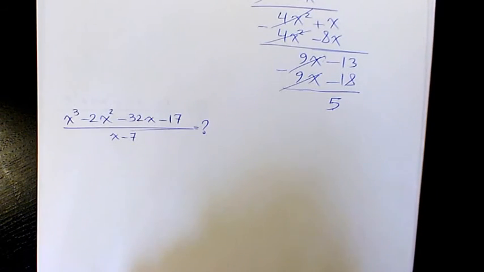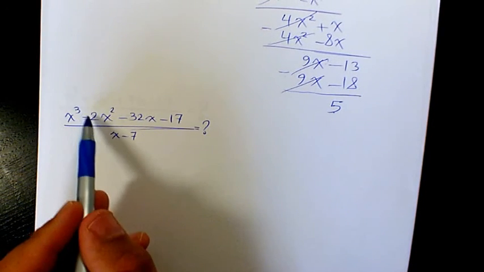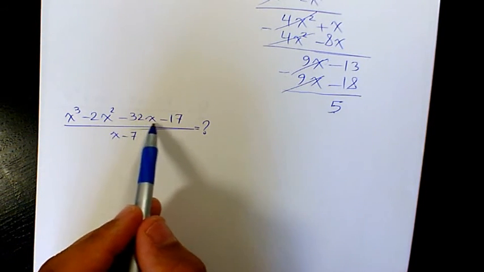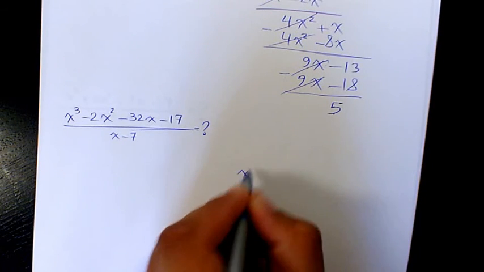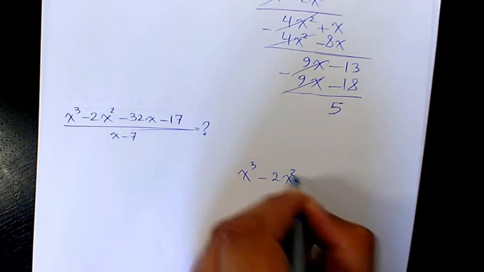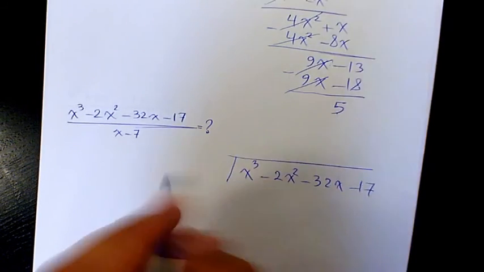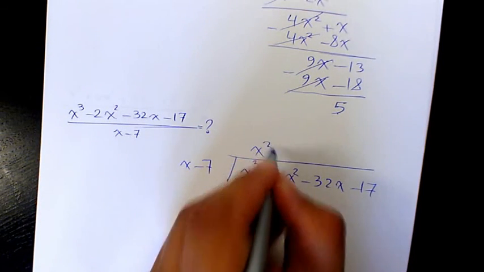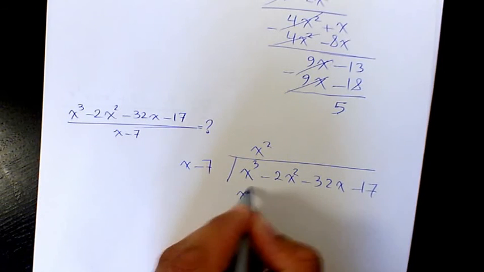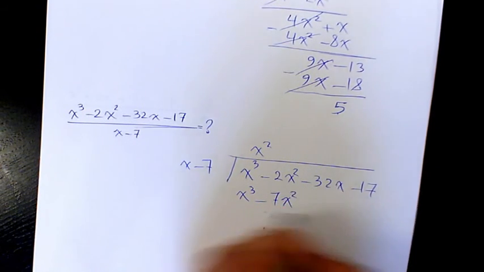Next example. Next example is x cubed minus 2x squared minus 32x minus 17 divided by x minus 7. So x cubed divided by x is x squared. x squared times x is x cubed. x squared times negative 7 is negative 7x squared.